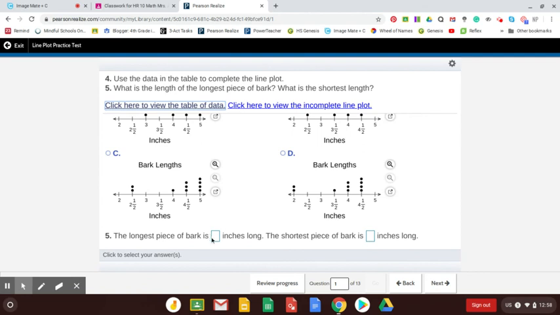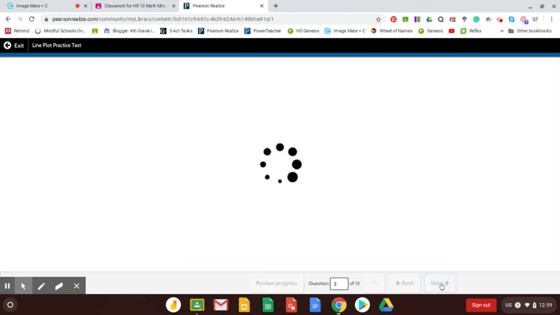Then don't forget to answer the part down here. The longest piece of bark is blank inches long. The shortest piece is blank inches long. Once you've done everything, then you can click the next button.